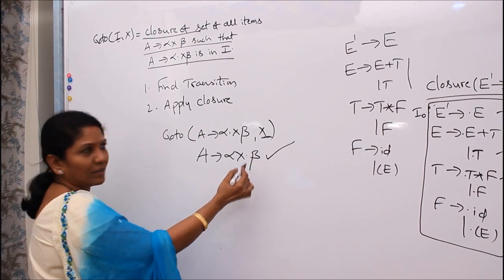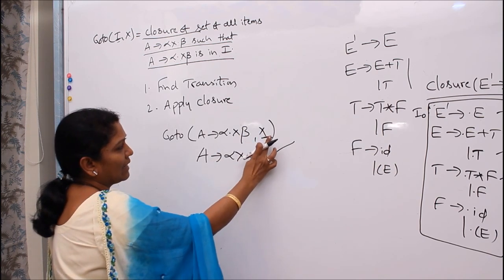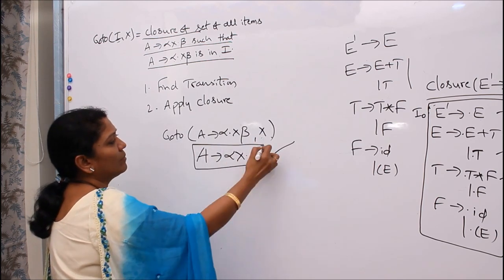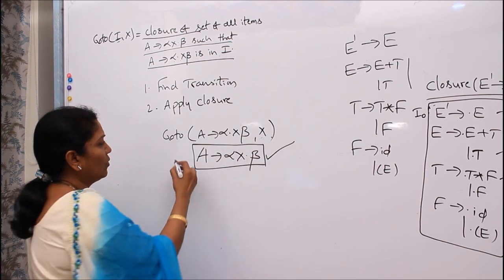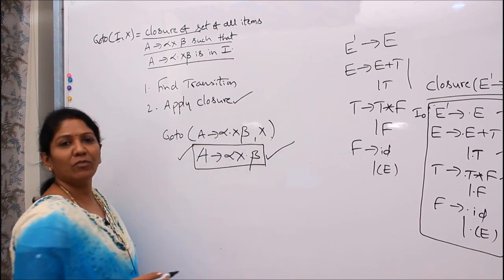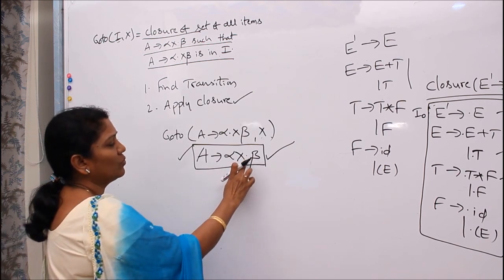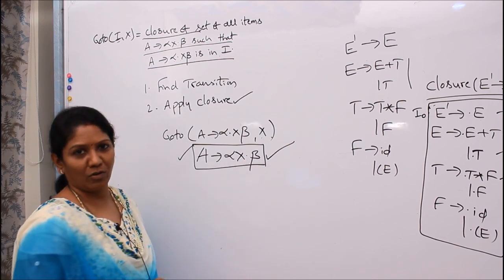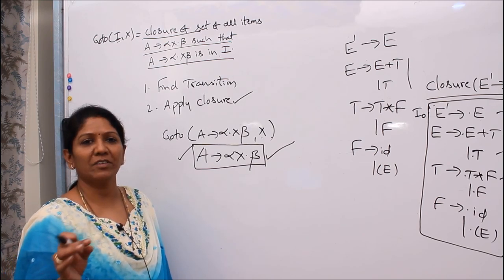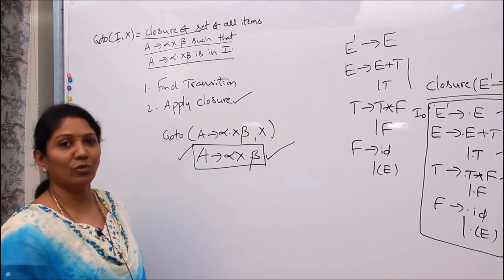Now this is a new item. This item is different and this item is different. On this item, when x is seen, this is the new item that is generated. So on this new item, now you apply the closure, and we know the rules of closure. What does closure say? Observe in this new item what is the grammar symbol that follows dot. If it is a terminal, ignore. If it is a non-terminal, add the productions with dot at the beginning. Okay, that is the goto function.